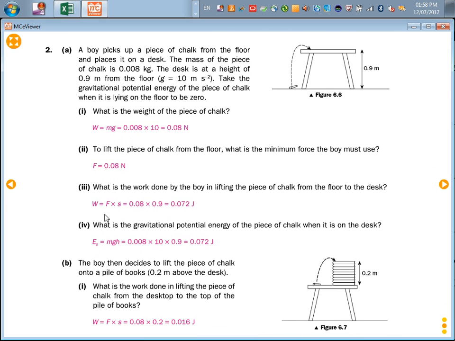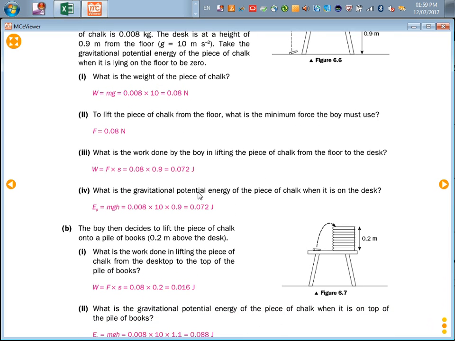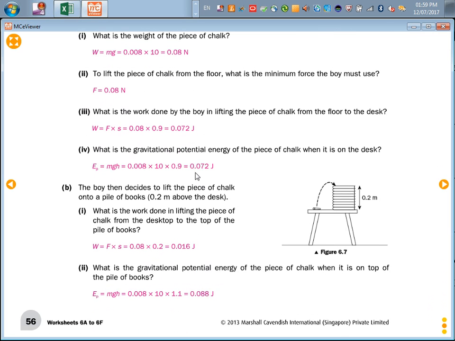So work done is force times distance moved in the direction of the force, which is upwards. You get 0.072 joules. And you realize that it is actually the same as the gravitational potential energy when it is on the desk, because the work done, 0.072, was to lift it up to a height of 0.9 meters. That is why the gravitational potential energy at 0.9 is the same as the work done.